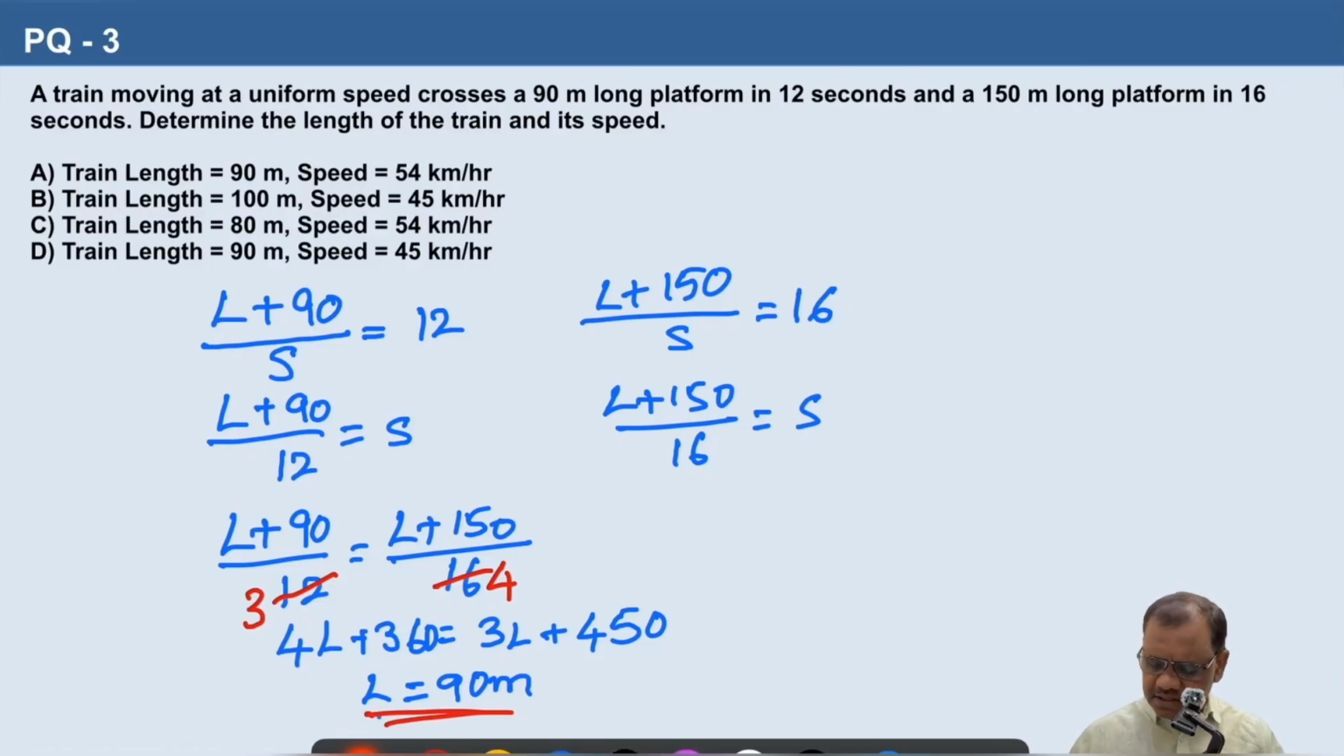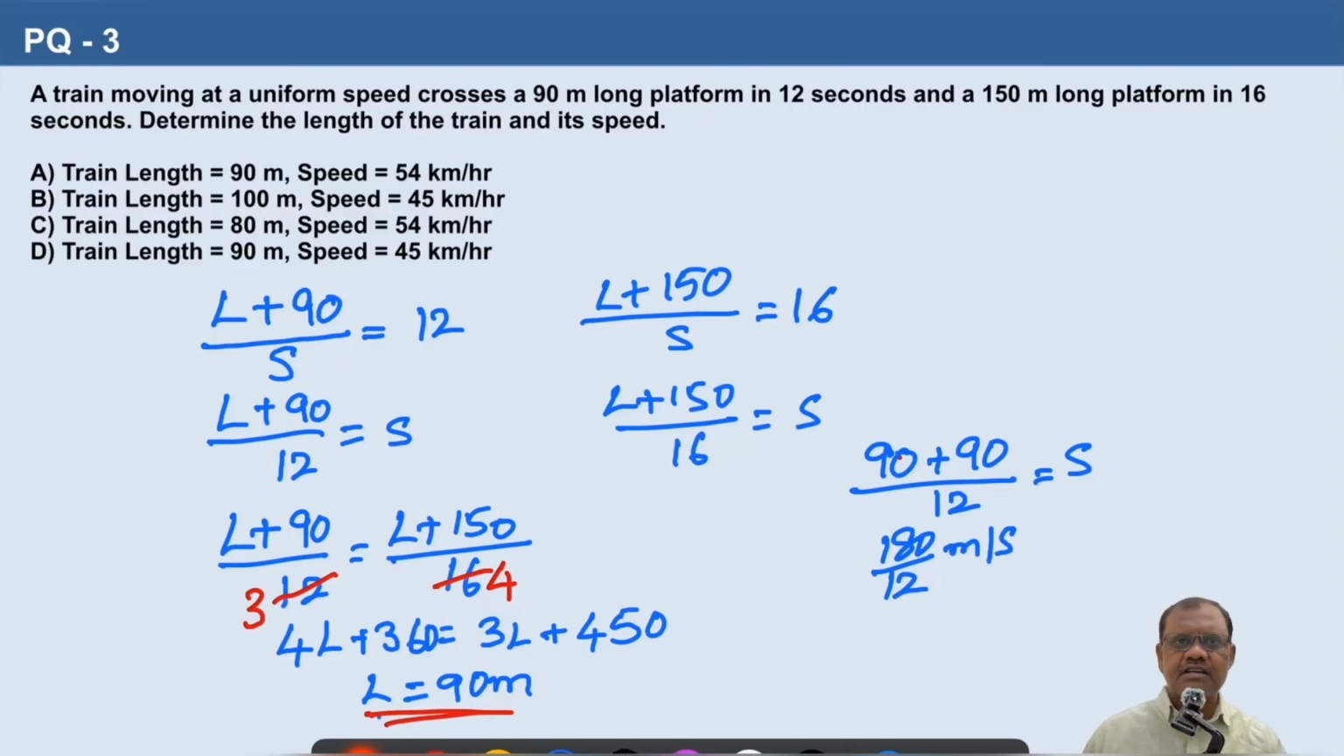Speed of the train. So let us substitute the value of L in any one of these two equations above. So in the first one, the L value is 90, so (90 plus 90) divided by 12 is equal to S. So this is 180 by 12. This is a speed, in meters per second.